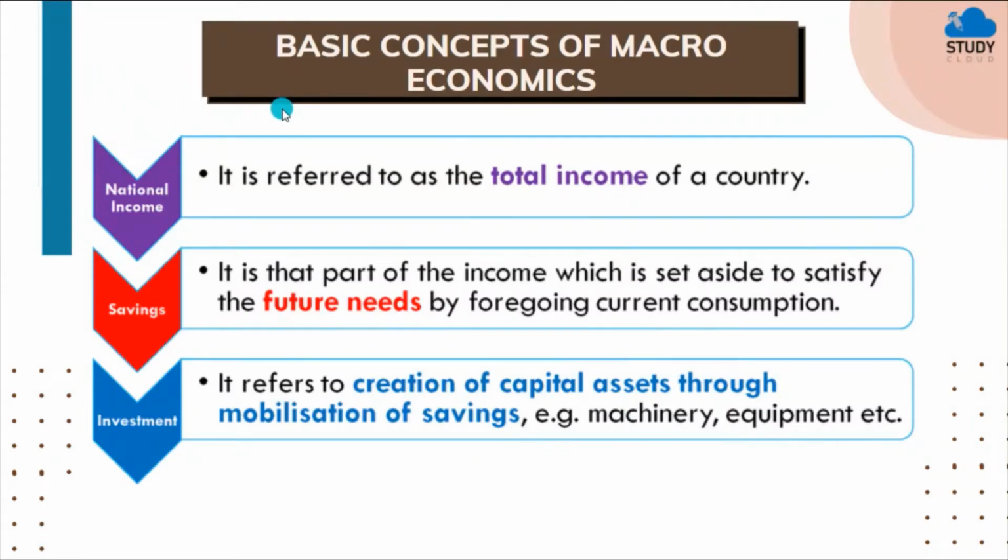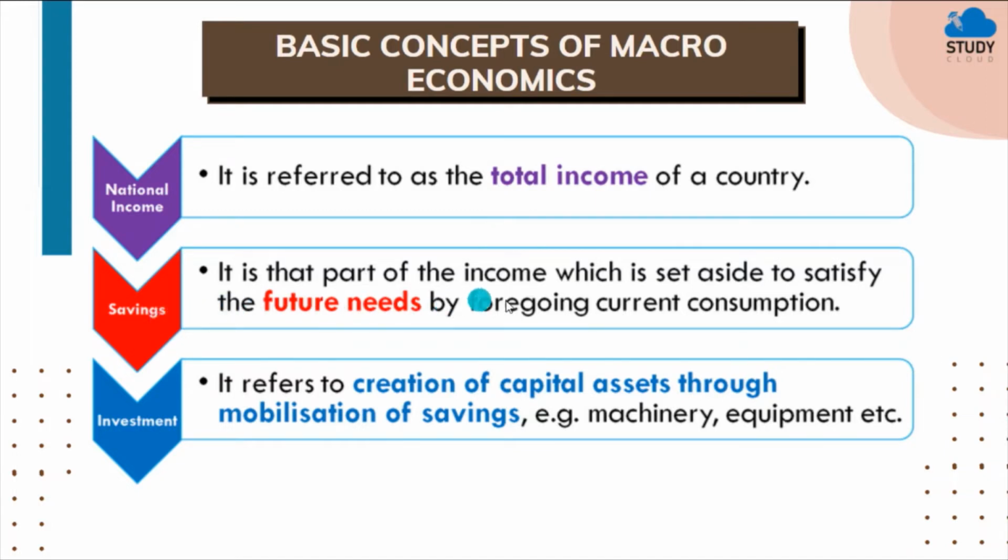After understanding macroeconomics, we'll see the basic concepts of macroeconomics. First is national income. It is referred to as the total income of a country. It reveals the total economic performance of the country. It is nothing but the total income, the total value of all the goods and services produced in a country in a financial year. Next is savings.